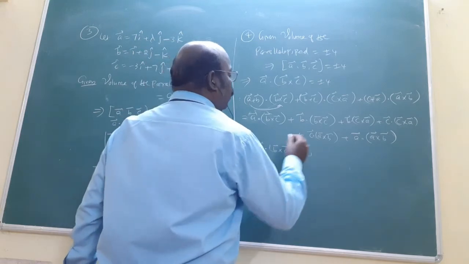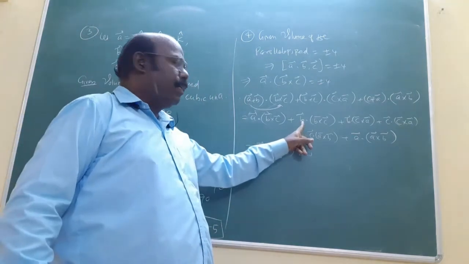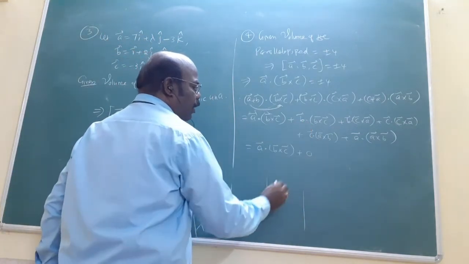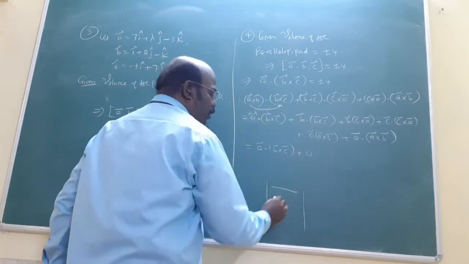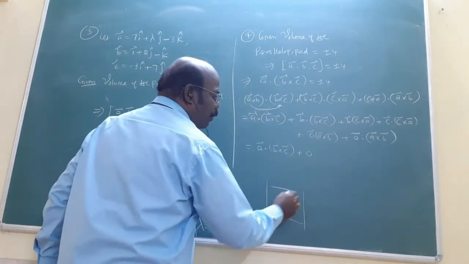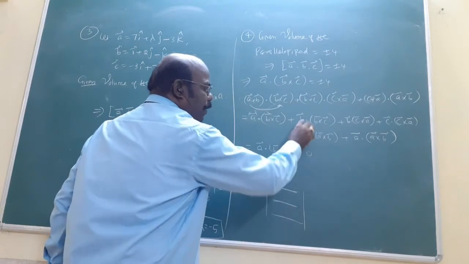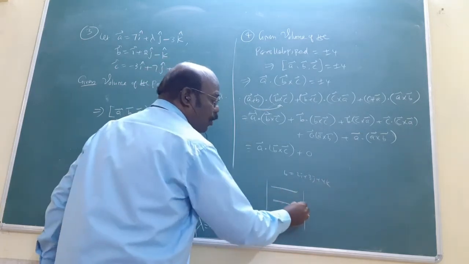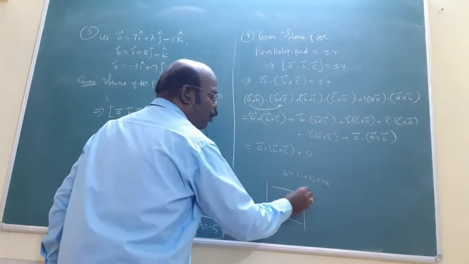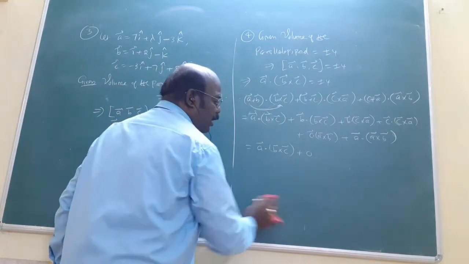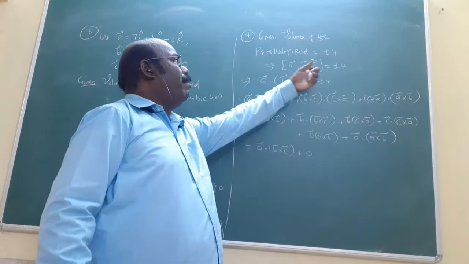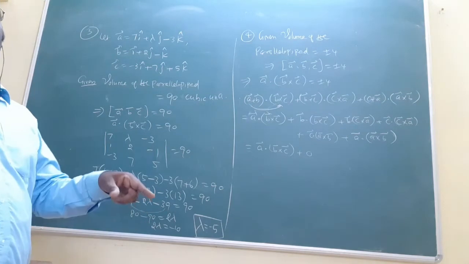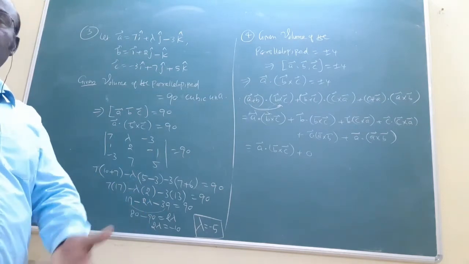Plus this is 0. What is the reason? B dot B cross B. Remember, the coefficients of i, j, k in B: suppose B vector equals 2i plus 3j plus 4k, you write 2, 3, 4. Here also 2, 3, 4, because B is repeated. So if any two rows or columns are identical, that is 0. In the box product, if an element is repeated, that is 0. In the box product A, B, B is 0, A, B, B is 0, in this way.